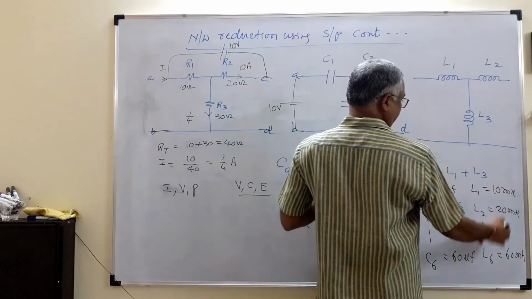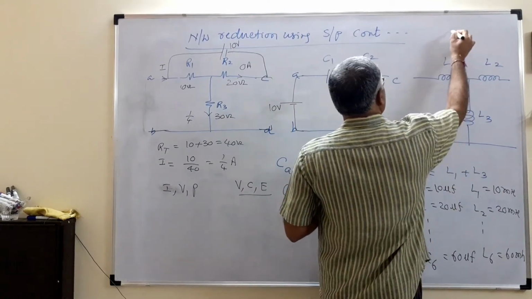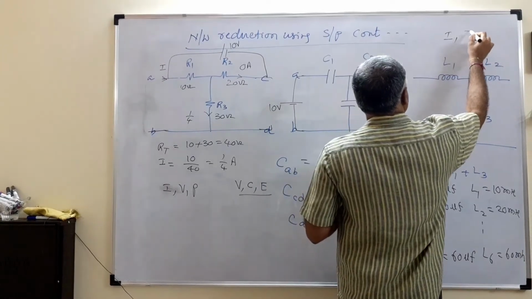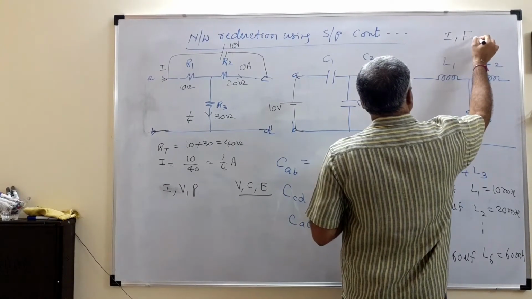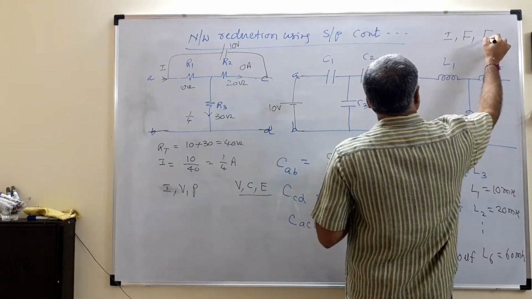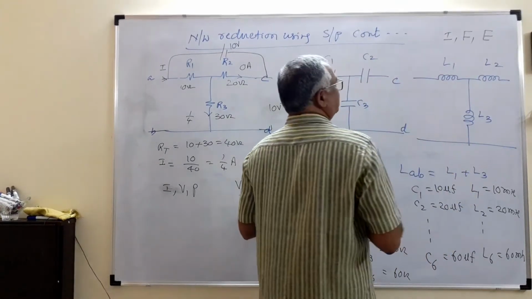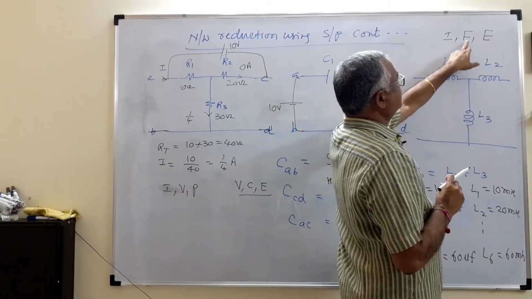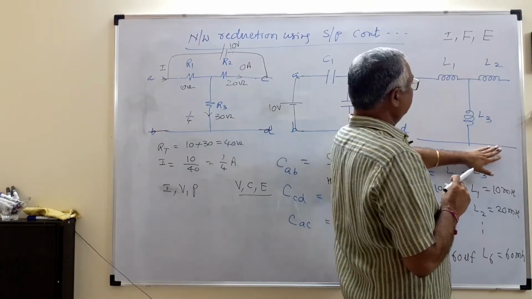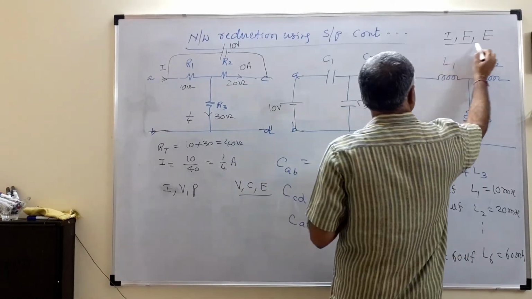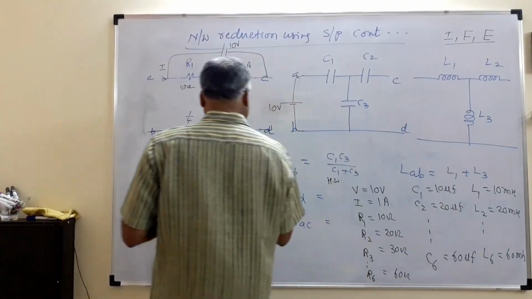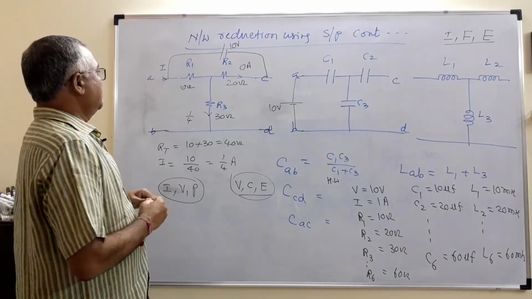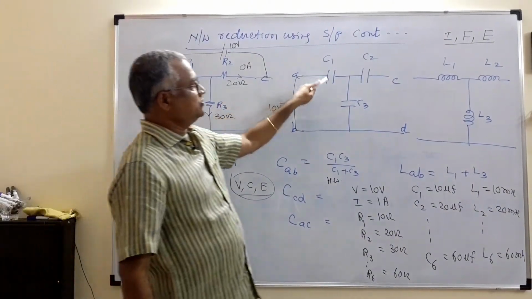Inductive network, again values given. Here you can find current, flux, then you can find energy, not voltage. Current, flux, then energy for an inductive network. Any inductive network we find these three, any capacitive network we find these three, any resistive network we find these three.